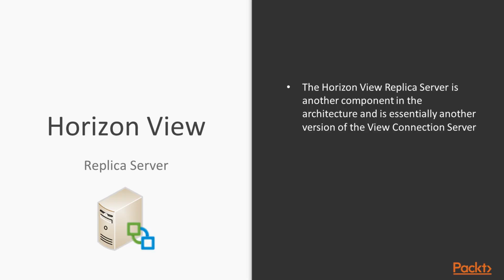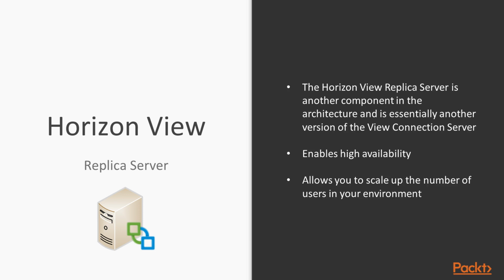The Horizon View replica server serves two key purposes. The first is that it is used to enable high availability to your Horizon View environment. Having a replica of your connection server means that if the connection server fails, users are still able to connect to their virtual desktop machines.